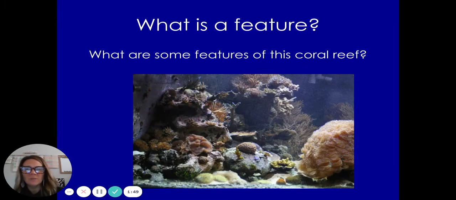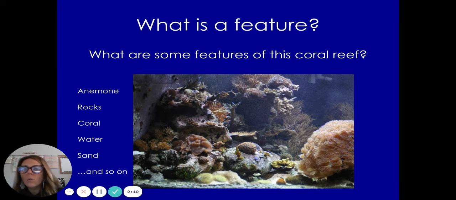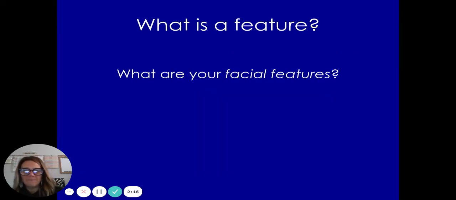Okay, so let's look at the next picture. We know that this picture is located where? Say it out loud. Under the water in the ocean, right? And if I asked you, what are some features of this coral reef? What do you see? Well, you would see rocks, coral, water, sand. Those are all important features of what you see.